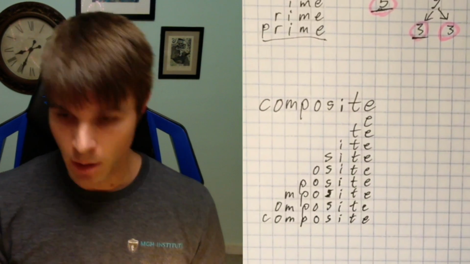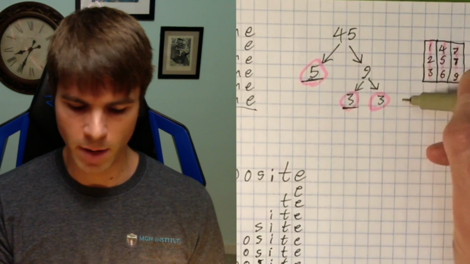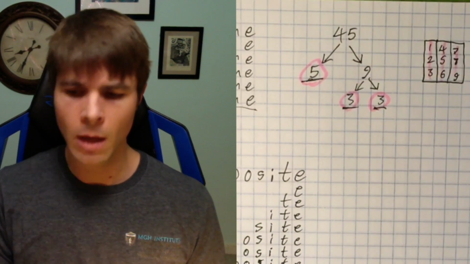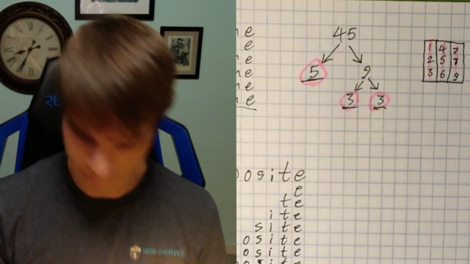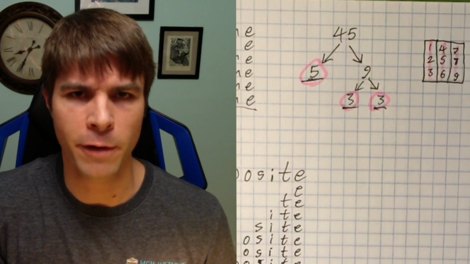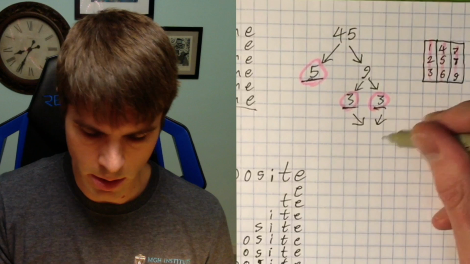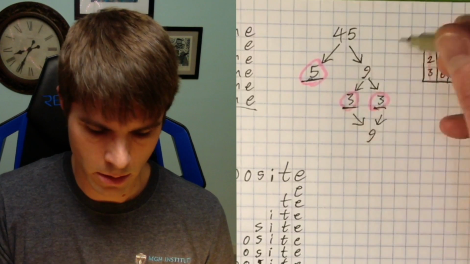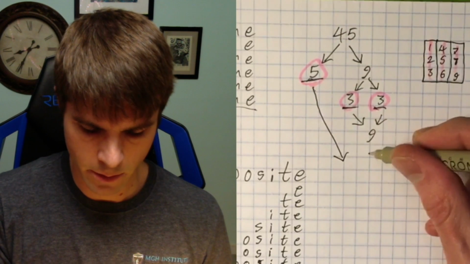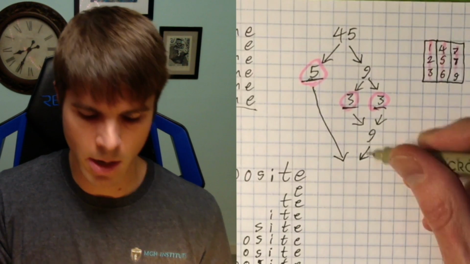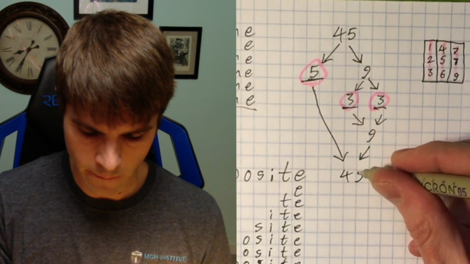So we've decomposed 45 into prime numbers here. Let's multiply them back together, just to check that we'll get 45 again. So 3 times 3 is 9, and 5 times 9 is 45.